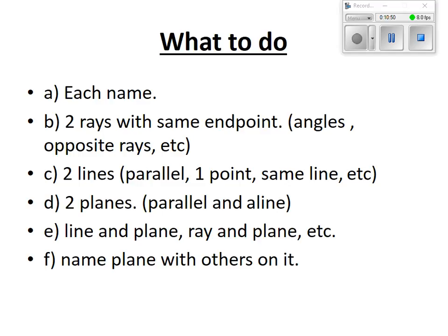What's the different ways that you could put these two lines on that plane? There's a lot of ways, isn't there? Lots of different ways, right?